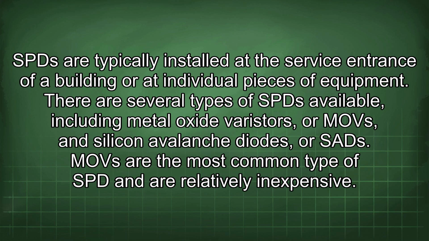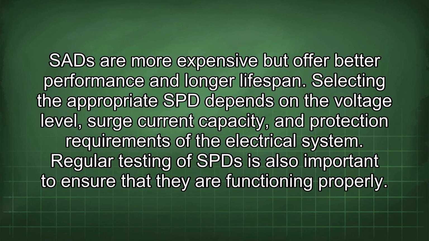There are several types of SPDs available, including metal oxide varistors, or MOVs, and silicon avalanche diodes, or SADs. MOVs are the most common type of SPD and are relatively inexpensive. SADs are more expensive but offer better performance and longer lifespan. Selecting the appropriate SPD depends on the voltage level, surge current capacity, and protection requirements of the electrical system.